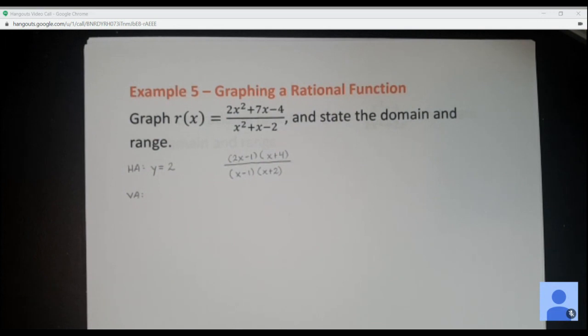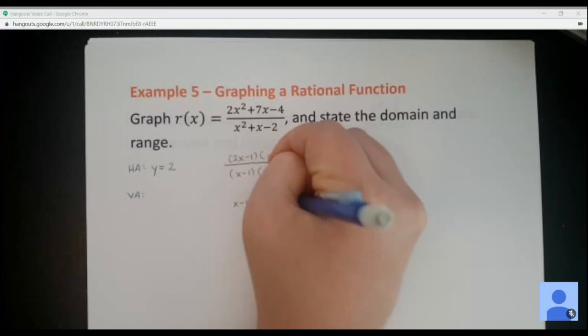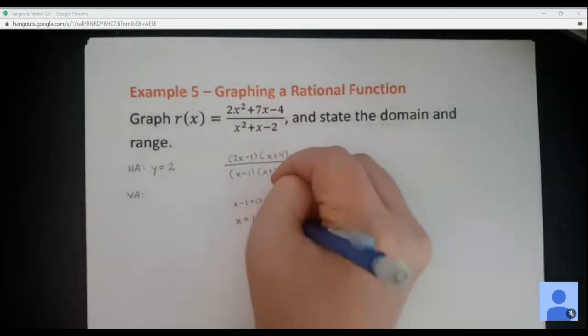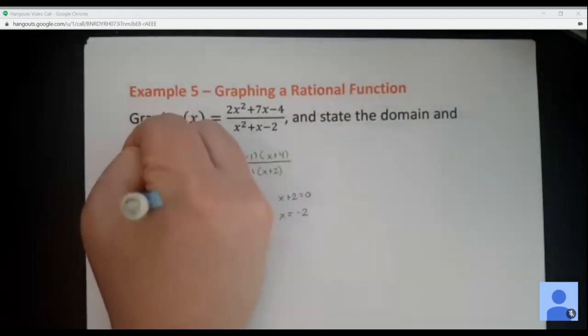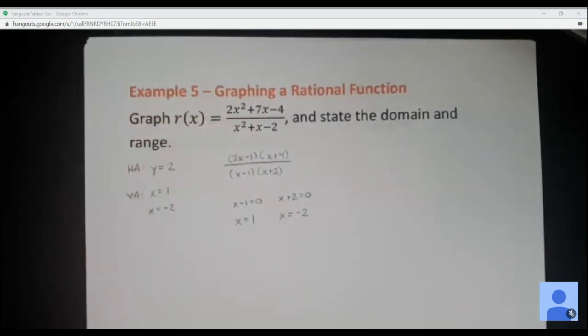Now, do we have any common factors that are going to cancel out? No, right? So then at that point, if I want to find my vertical asymptotes, what are we going to do? Good. So it is going to be positive 1 and negative 2 because we're going to set x minus 1 equal to 0, and x plus 2 equal to 0, and solve. When we do that, we get x equals 1 and x equals negative 2. And again, we want to keep that entire equation, so we have x equals 1, x equals negative 2. Any questions on finding those vertical asymptotes now?